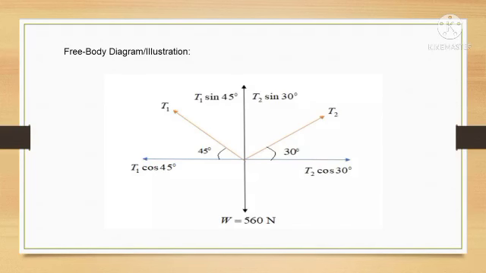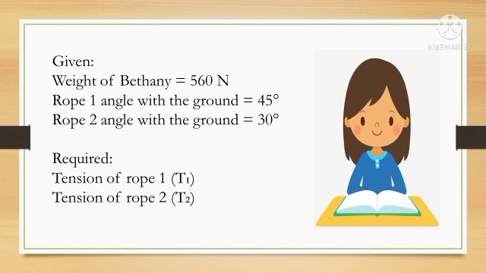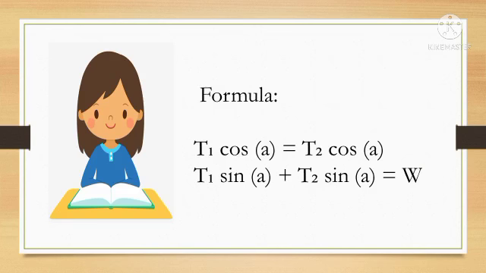Shown is the free body diagram of the problem. For the given, we have the weight of Bethany, rope 1 angle with the ground, and rope 2 angle with the ground. We are asked to find the tension of rope 1 and the tension of rope 2. To solve the problem, we are going to use this formula.